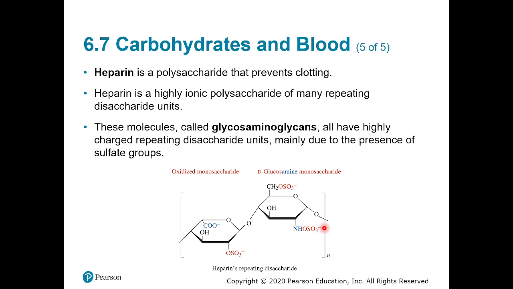Okay. These are called glycosaminoglycans. They're going to have these highly charged repeating disaccharide units. Notice there's a 4- charge on that for every disaccharide unit. Again, this is mainly due to these sulfate groups right here. Yeah. And so those are the main cause of its high charge.